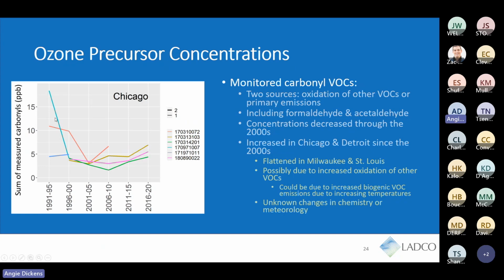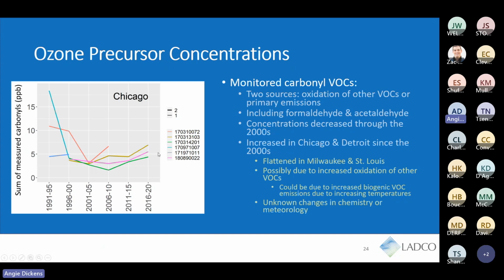You see pretty big reductions through the 2000s. Sometimes there's a minimum in the early 2000s, and a minimum in the late 2000s. But in Chicago and Detroit, we see some pretty clear increases in carbonyls since then. Milwaukee and St. Louis show kind of flattening trends. This increase could be due to increased oxidation of other VOCs.